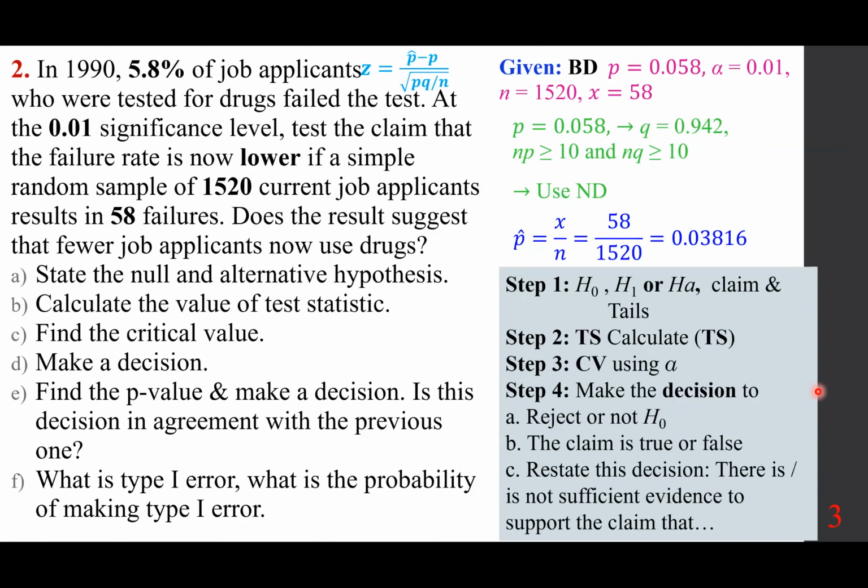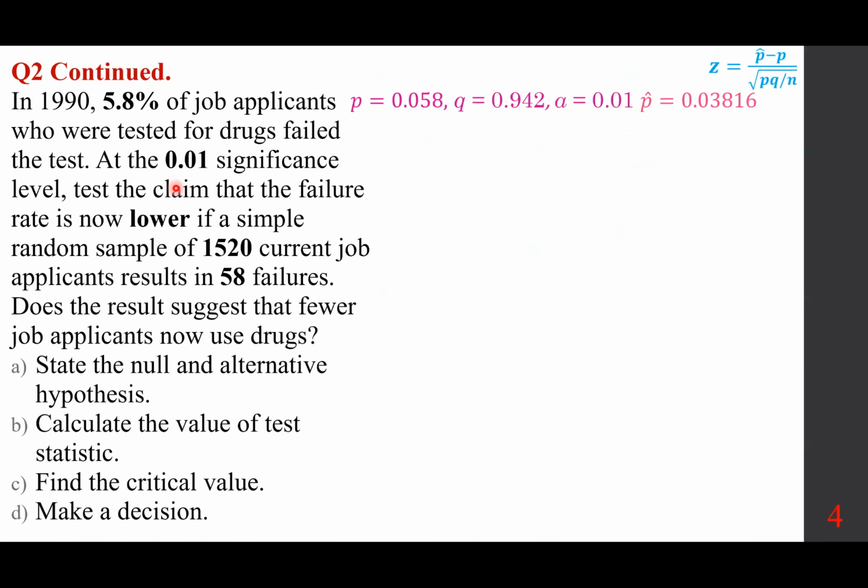So we look at this question. We want to come up with the first 4 steps. So here's how we are going to write it. H0, P is 0.058. And what is H1? Test the claim that the failure rate is now lower. That means H1, P is less than 0.058. So that's the first step.